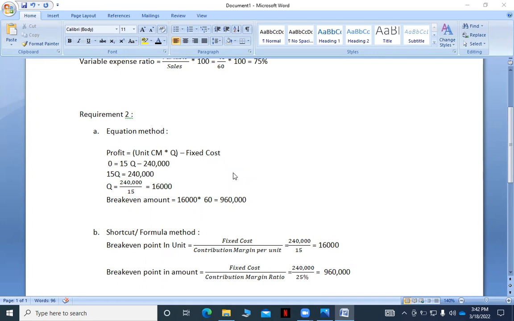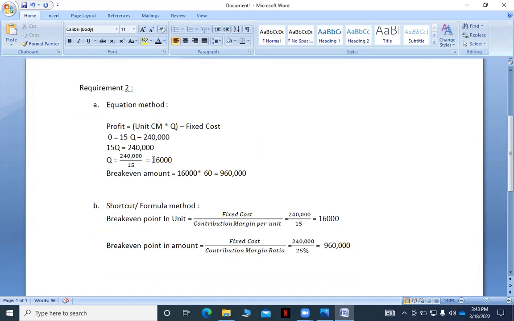Excuse me, sir. When I use the equation method, I calculate only the profit and break-even point amount. What about in unit? And this is the unit. Okay, 16,000. This is in unit. And we just multiply it by sale value, we get the amount. You can write here, this formula is break-even unit. And we just multiply it by sale value, then we get the 9,60,000.